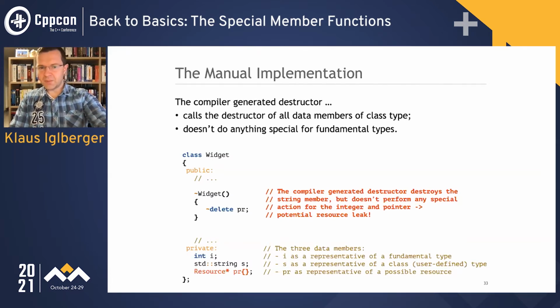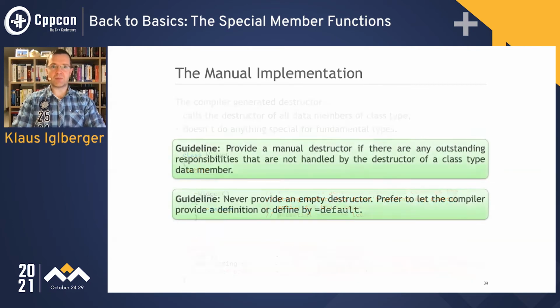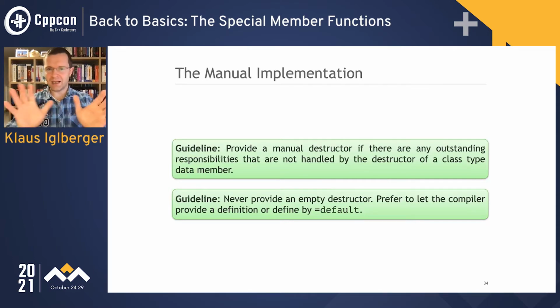However, I believe this is something that people do quite well. And destructors very often are not a problem. Usually destructors, however, are a sign that you have to deal with other functions. And those are the ones that we are now talking about. The copy operations and the move operations. So please just remember, provide a manual destructor if there are any outstanding responsibilities that are not handled by the destructor of a class type data member. So if you do have any owning pointers, then you do have to write one yourself. And do not provide an empty destructor. That's a bad habit. If the destructor doesn't do anything, let the compiler generate it for you or define it by means of equal default.